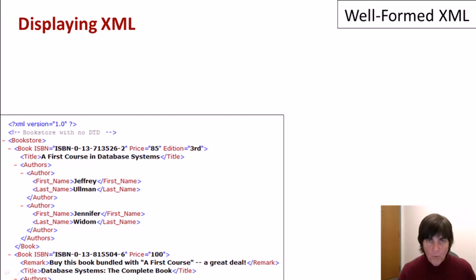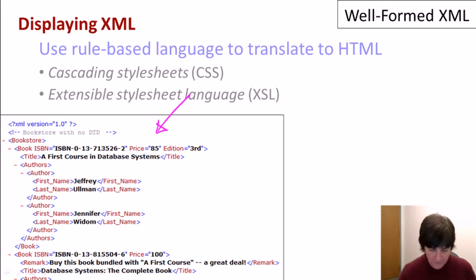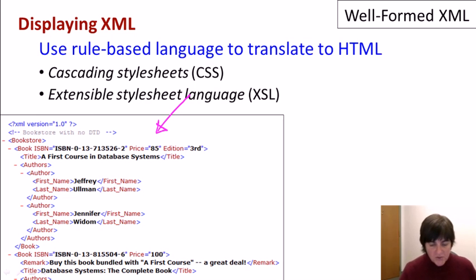So one issue that comes up, because XML data is used frequently on the internet, is how we display XML. Obviously one way to display XML is just as we see it here, but very often we want to format the data that's in an XML document or an XML stream in a more intuitive way. And there's a nice setup for doing that. What we can do is use a rule-based language to take the XML and translate it automatically to HTML, which we can then render in a browser.